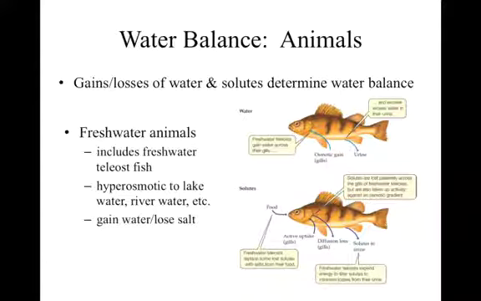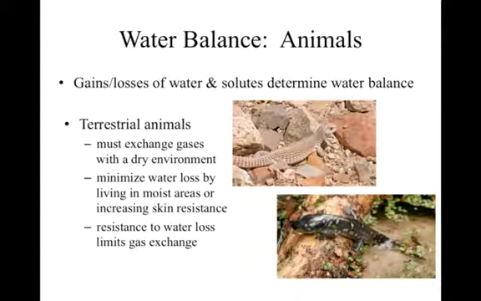Opposite scenario from the marine teleost fish, which are busy trying to dump salt as fast as they can. The freshwater teleost fish are actually trying to hold on to that salt as best they can, and that's because they tend to be saltier than their environment. All right, so that's aquatic animals.